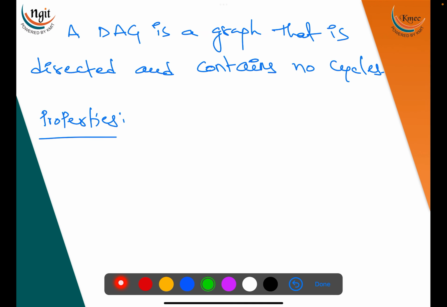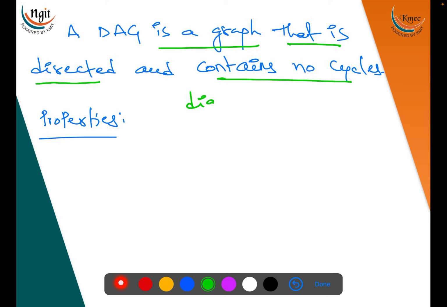Now let's get started. A directed acyclic graph is a graph that is directed and contains no cycle. That means it is a digraph. A DAG is a digraph, but we cannot form any cycle with the available vertices. Now let's see some examples.